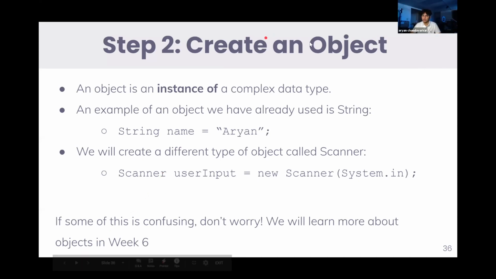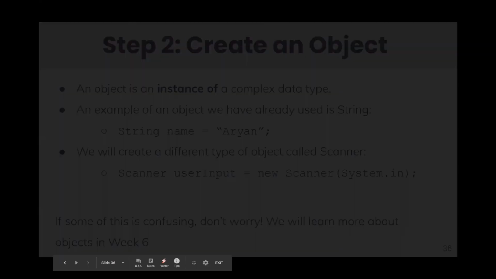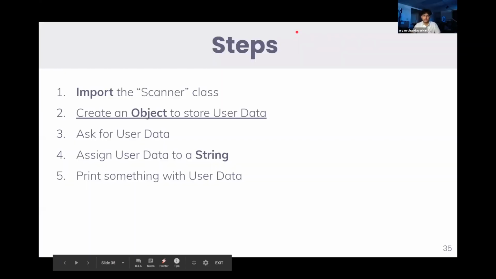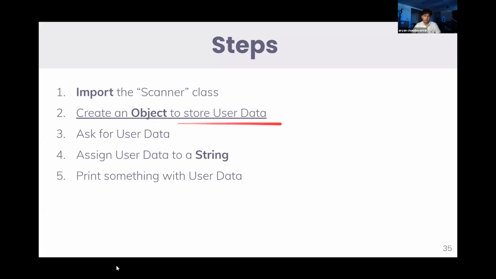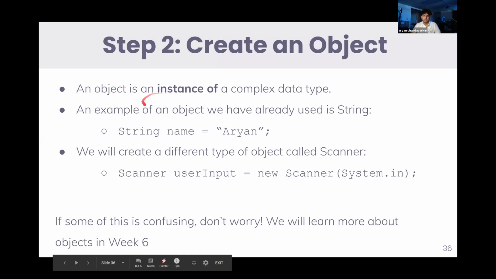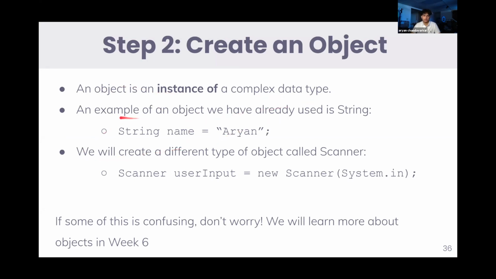No problem. So basically, the second step in being able to read user data is to create an object to store user data. And all we do is we create an instance of a complex data type. An example of an object that we've already used or we already know is a string. And so the object here is name.